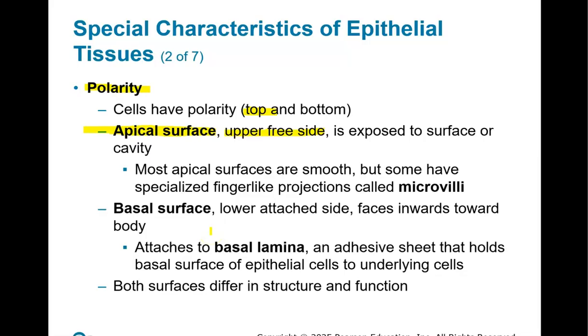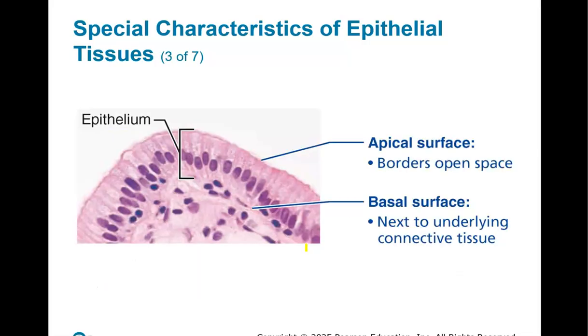And then the basal surface is the lower side that is attached. It's attached first to the basal lamina, and then that is attached to a basement membrane and connective tissue underneath. So epithelial tissue has polarity, an apical and a basal surface.